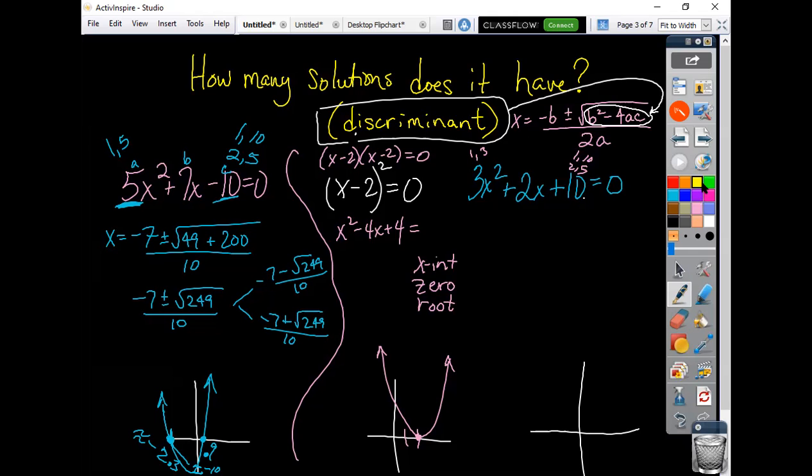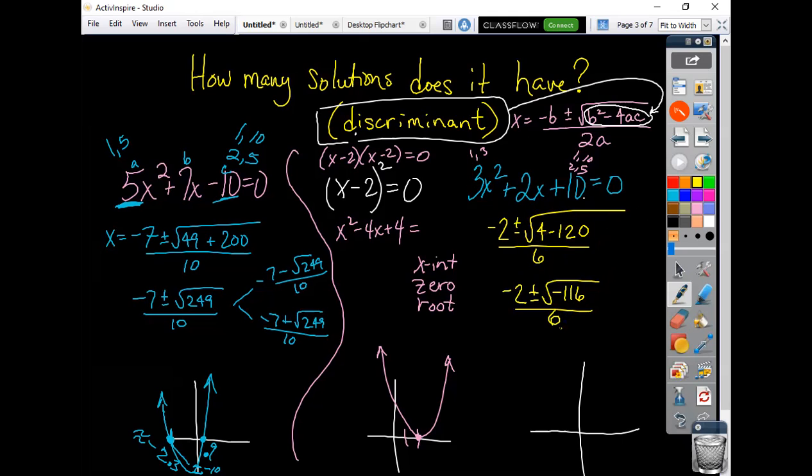Let's see what happens. x equals negative b plus or minus the square root of 2 squared, which is 4, minus 4a. 4a would be 4 times 3, 12, times 10, 120, all over 2a. 2 times 3 is 6. So look what happened here. Under that square root, that's a negative 116. So this is going to be an imaginary solution.